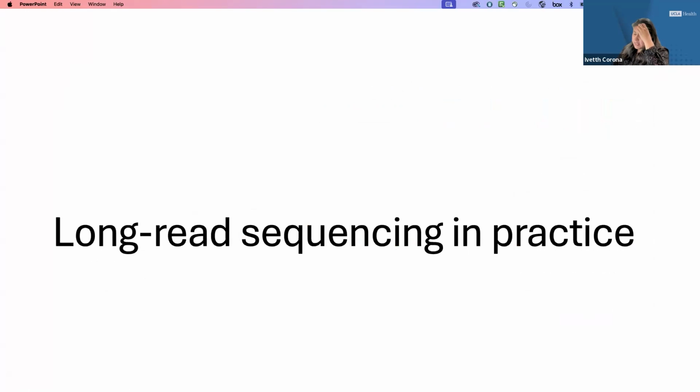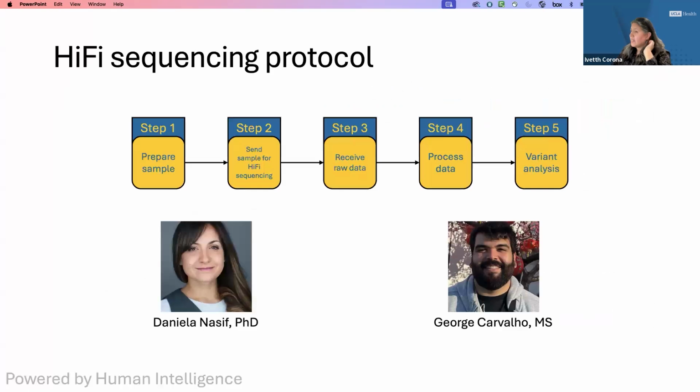So, long read sequencing in practice. This is the protocol we have. The steps are very simple: we have a sample, prepare it, and then sequence it. All of this was done by Dr. Nassef in our lab. And then we receive the raw data, and then process and analyze the data, right?